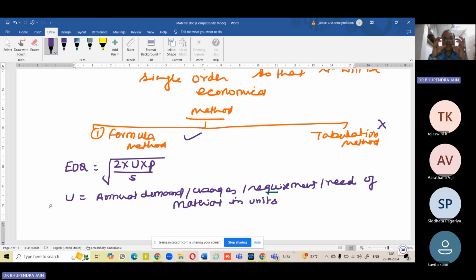How many quantity do you need in the year? So U stands for annual demand, annual uses, annual requirement, or annual need of material in units, not in rupees. Understand my point, not in rupees. If the material in rupees is given, then we have to convert it into units.